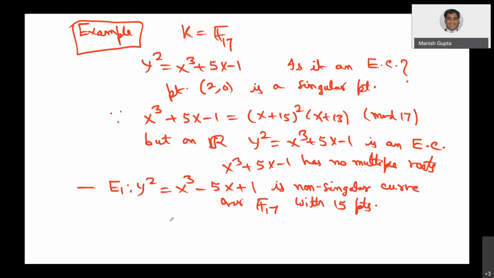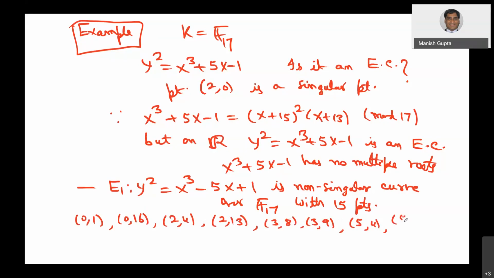15 points are there. So I can list those points as (0, 1), (0, 16), (2, 4), (2, 13), (3, 8), (3, 9), (5, 4), (5, 13), (6, 0) is an important point here.